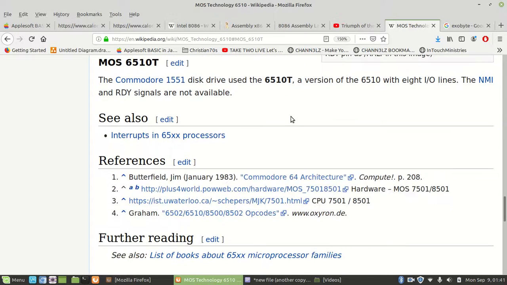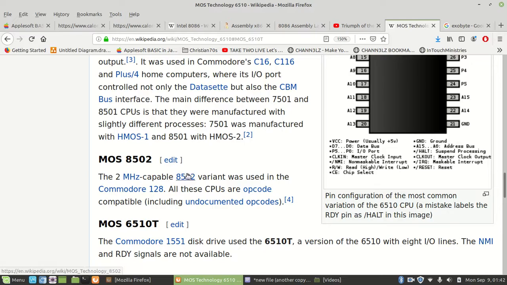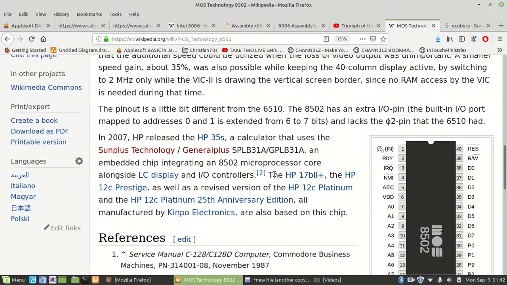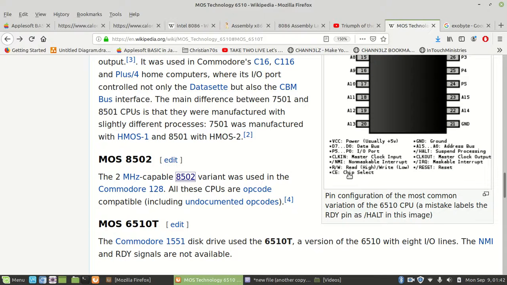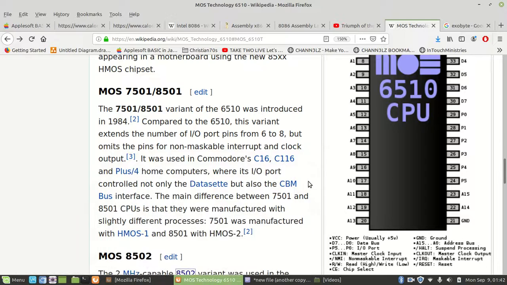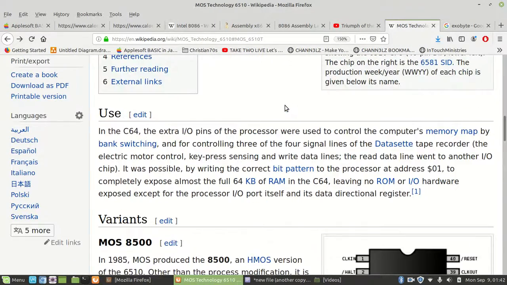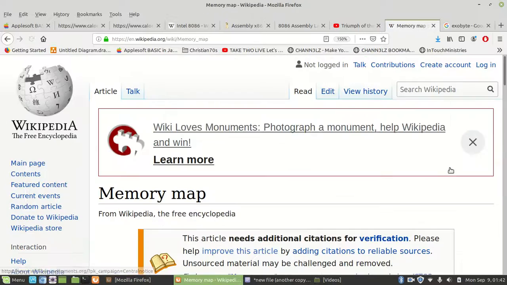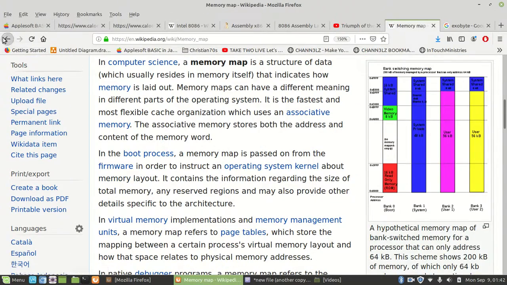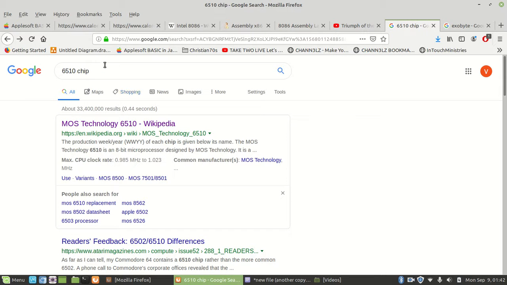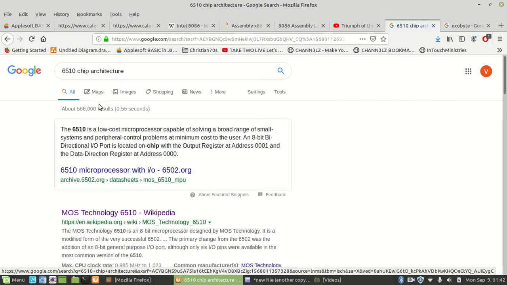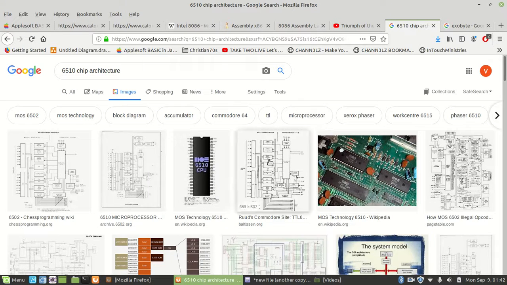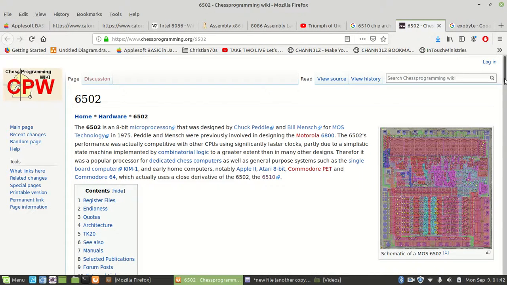They might be able to tell us how many registers it actually used. They're not really saying much, are they? No, that's just a reference to memory maps. 6510 architecture. Just an image. You'll probably get an image map here. Okay. And this will show it. Oh, good deal. Thank you.